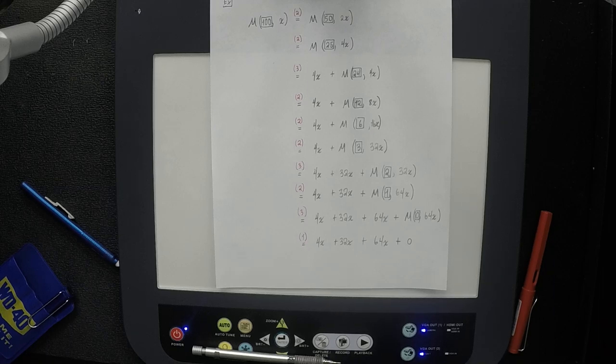Yes? So you're saying this is only because we're using naturals and because they have a stopping point. Right. Yeah. Right.